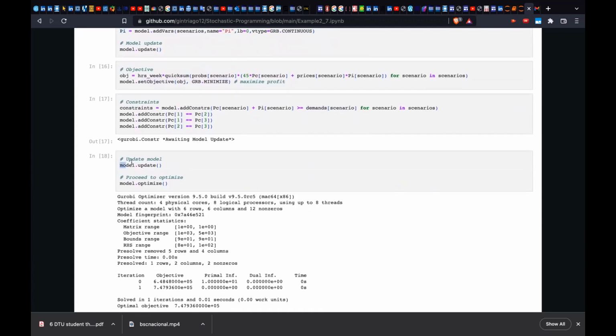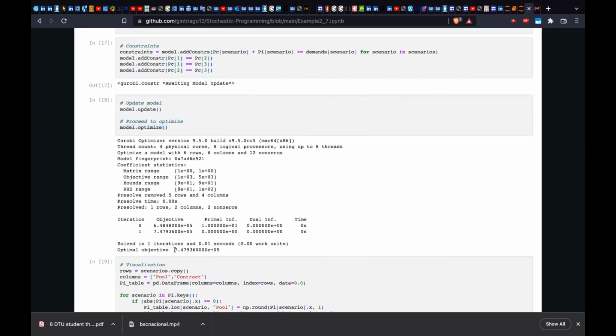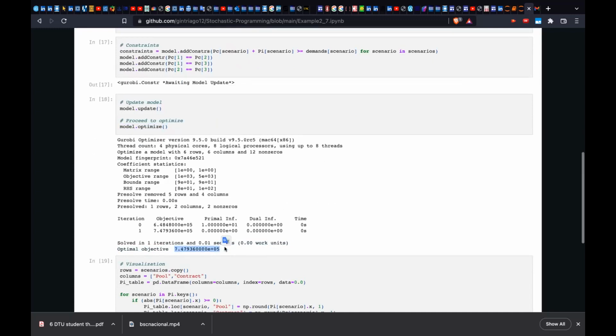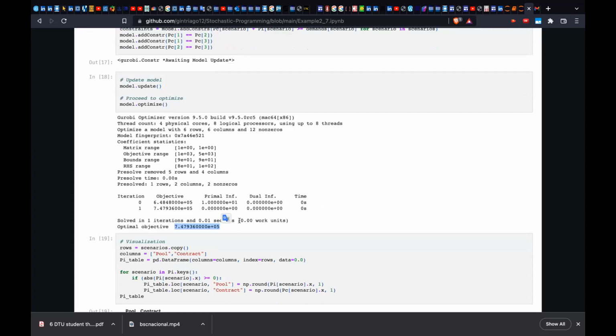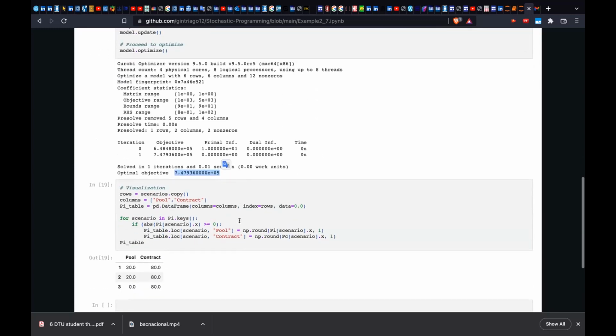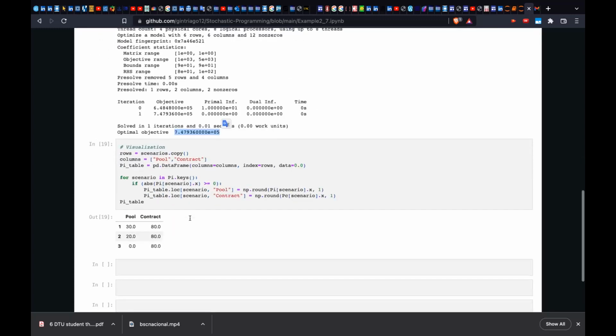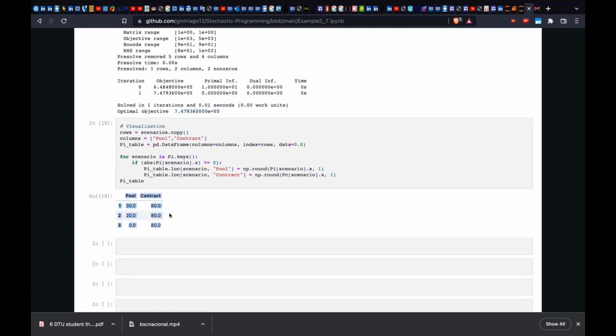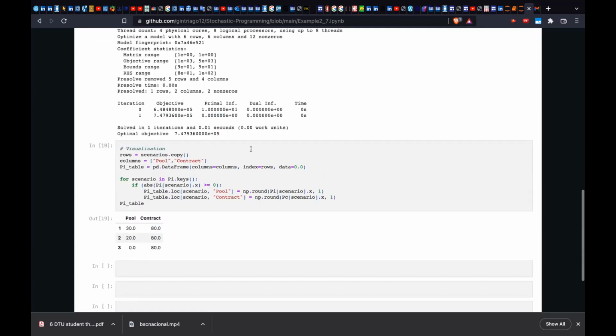Finally, I update the model and optimize it. And this is the value of the cost function. Using this visualization code, I'm just showing the values. The contract and the pool are 30 and 80 for the first scenario, 20 and 80 for the second scenario, and 0 and 80 for the third scenario. So that's example 2.7.